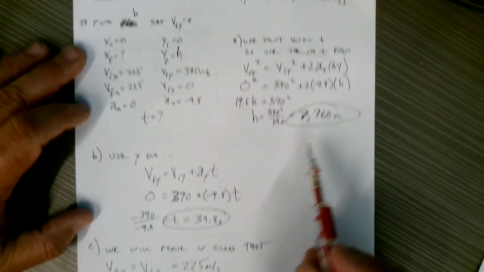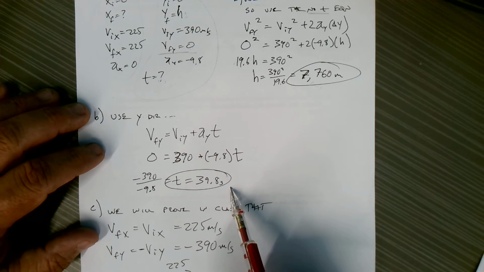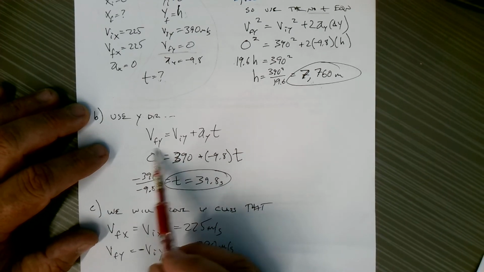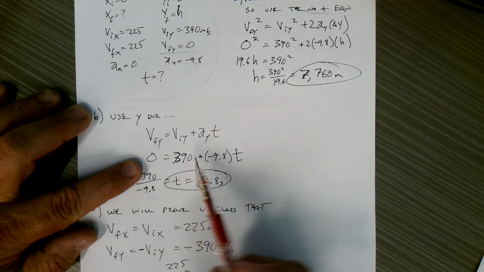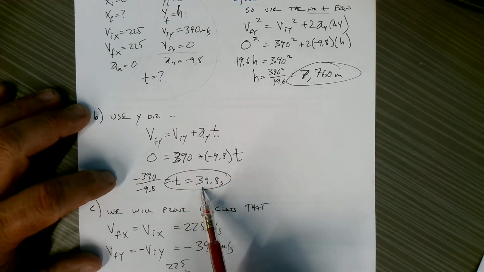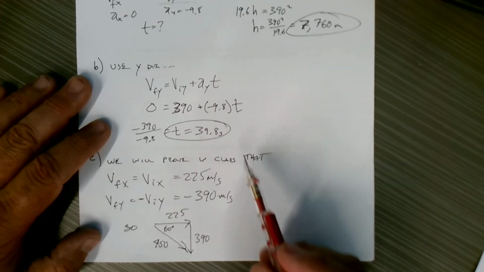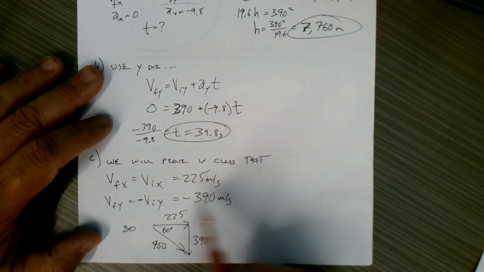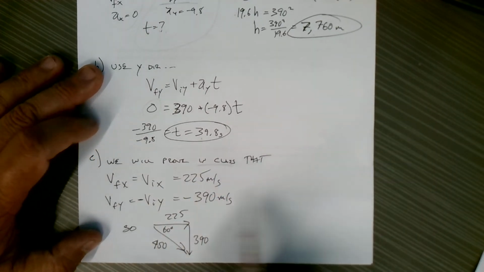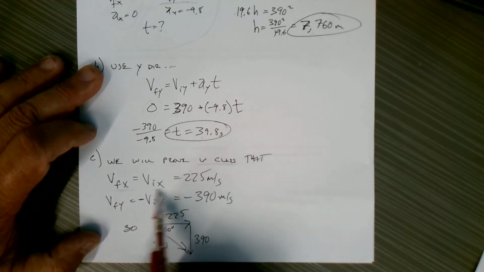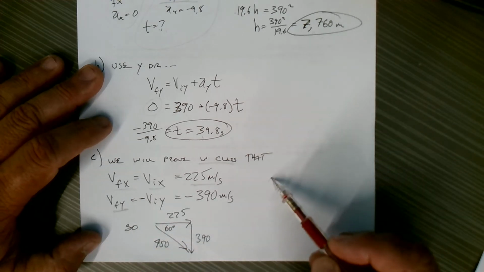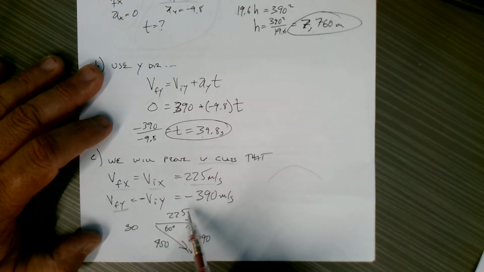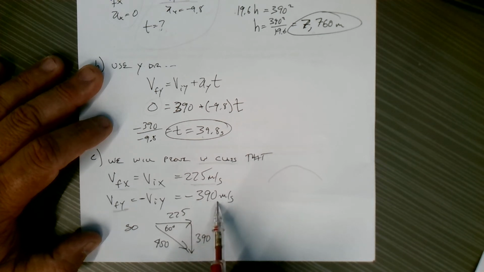Then the next thing it asks for is to find the time to get to the maximum height. So I went ahead and put VFY here as 0 and 390 as the starting velocity, and I found the time to get to the maximum height. And then when we want to find the final velocity, we can prove this in class. The final x velocity will always be the same as the initial, and the final y velocity, when you let the problem go all the way from one end to the other, you're going to find that the y velocity reverses itself, and so it lands at minus 390 meters per second.